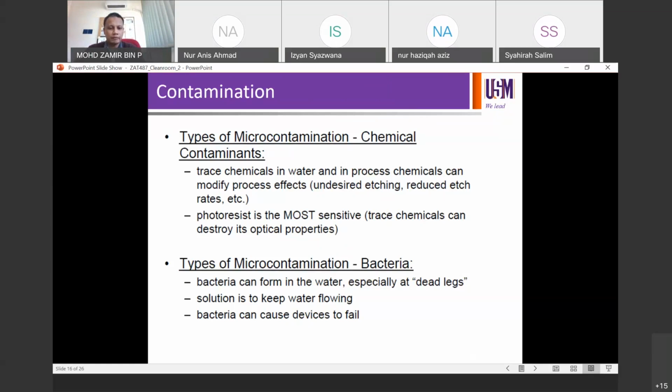Bacteria can also be there. It can be in the water, right? So it's important to keep the water flowing. The flow rate has to be correct.